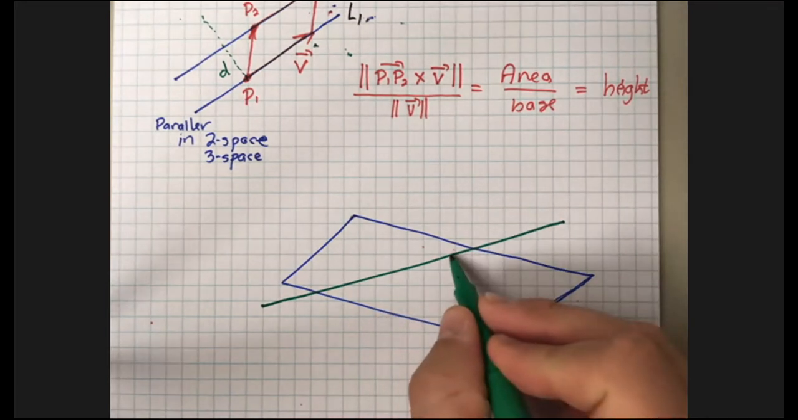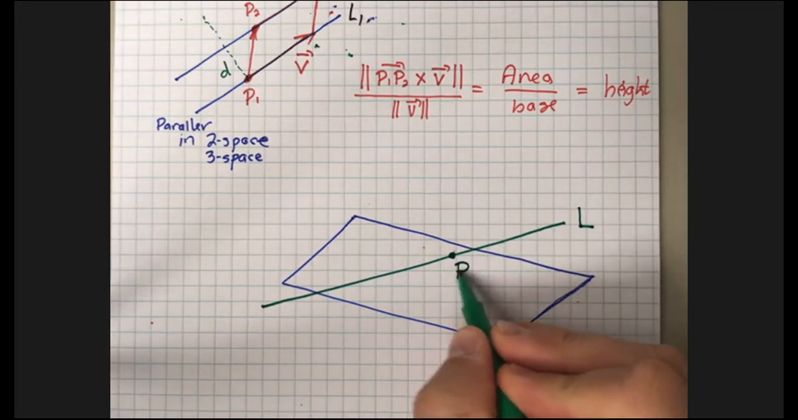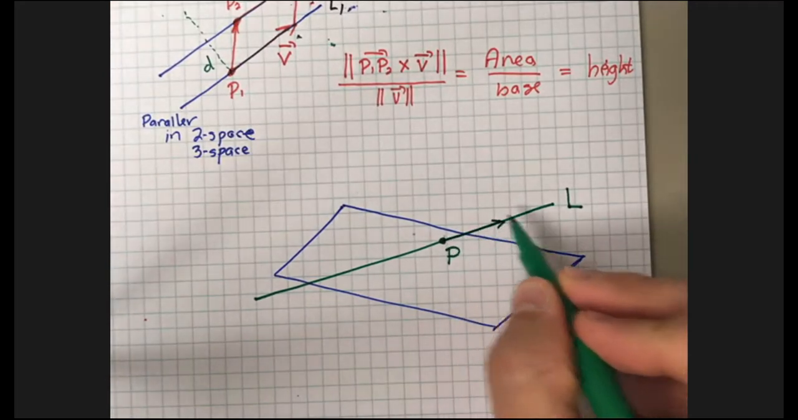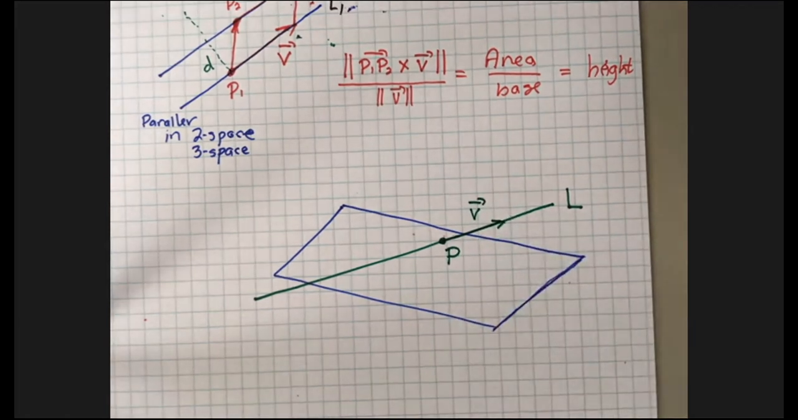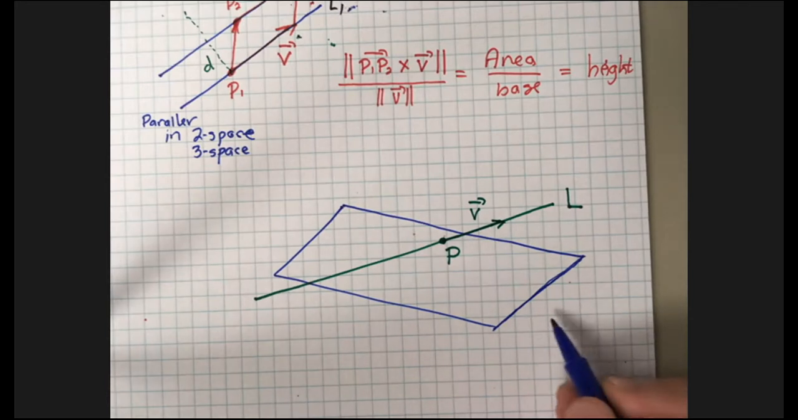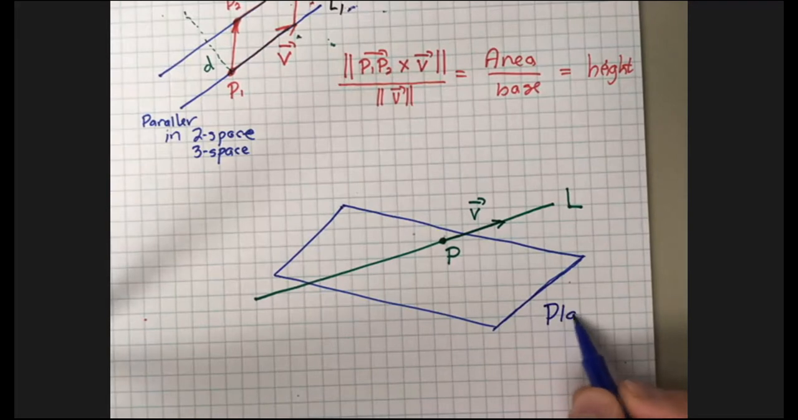I can certainly name points on that line. Let's call this line L, and let's name a point on that line called P. I could certainly name direction of line. Let's call the direction of the line V. But what do I have from the plane? And I guess I was going to use P for plane, but I've already used P for point, so I got to be careful. What do I have from this plane? Should we give this plane a name? Let's call it plane Q.